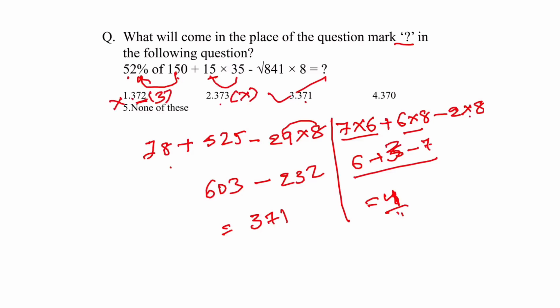9 minus 7, 2 అవుతుంది డిజిటల్ రూట్. సో 2 వచ్చిన ఆప్షన్ ఏదో చూసుకోవాలి. 372 యొక్క డిజిటల్ రూట్ 3, 373 యొక్క డిజిటల్ రూట్ 1, ఇవి మ్యాచ్ అవ్వట్లేదు. 370 యొక్క డిజిటల్ రూట్ 1, 371 యొక్క డిజిటల్ రూట్ 4 plus 7, 11, 11 into 2, మ్యాచ్ అవుతుంది. 371 డిజిటల్ రూట్ 2 అవుతుంది, మ్యాచ్ అవుతుంది.